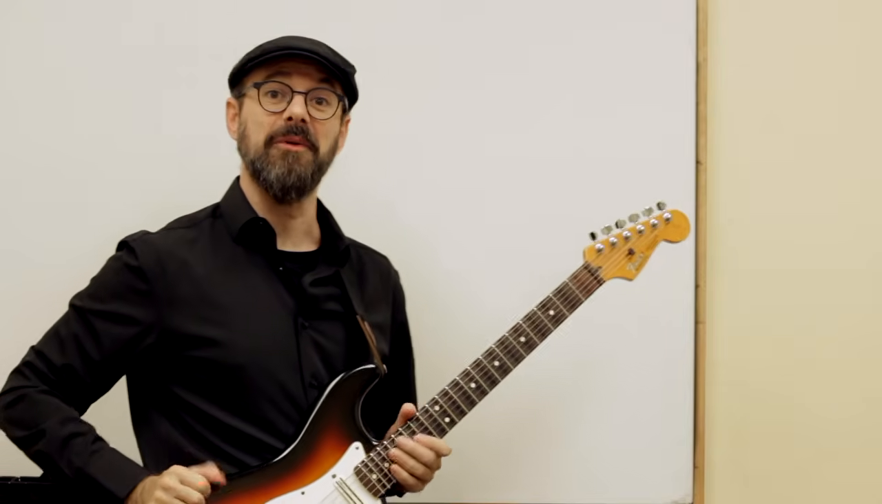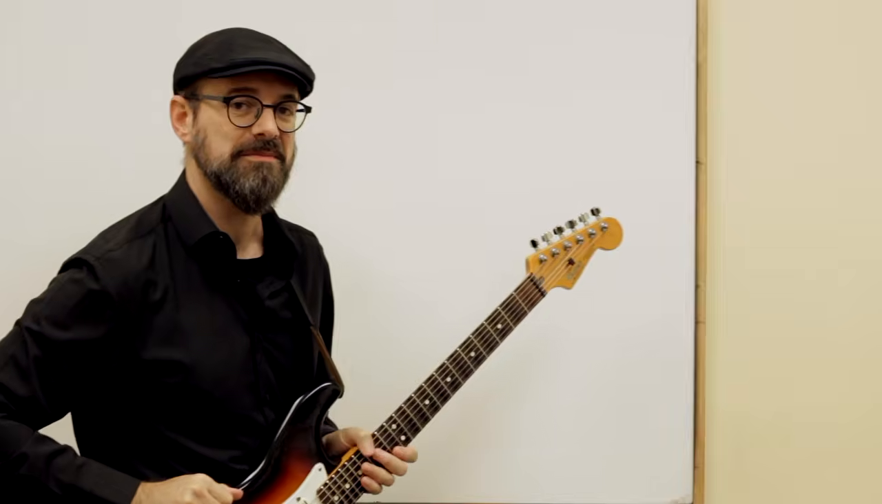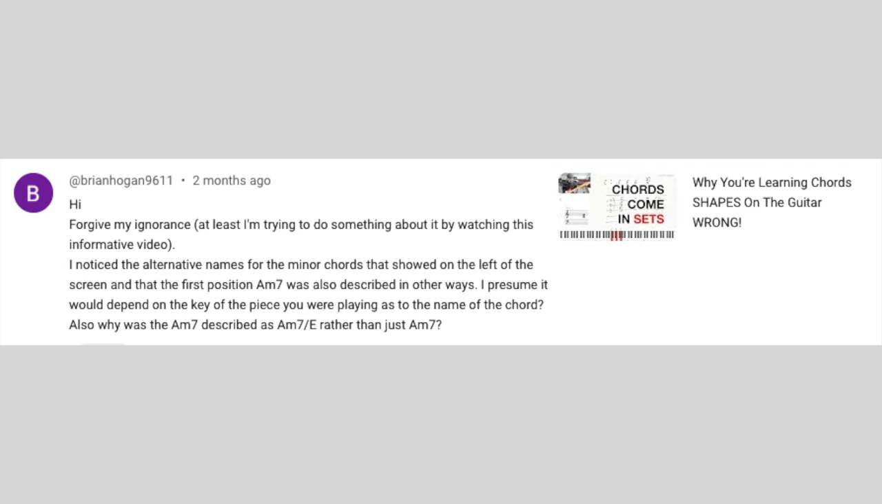I got an interesting question about chord names. I noticed the alternative names for the minor chords that showed up on the left of the screen, and that the first position A minor 7 was also described in other ways. I presume it would depend on the key of the piece you're playing as to the name of the chord. Also, why was the A minor 7 described as A minor 7/E rather than just A minor 7?